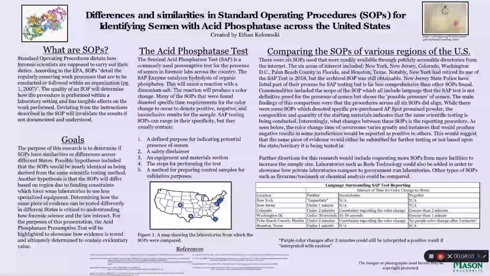What I found in all the SOPs is that they align in their structure. They all define the purpose, which is indicating potential presence of semen, and all of that legalese making sure you know this is not a confirmatory test. This needs to be moved on to the confirmatory tests for things like confirming the presence of semen and also quantitation. We then have our safety disclaimer, basically what hazards are involved in this testing, and what PPE the lab is going to be providing to protect its employees. Then you have an equipment and materials section: what do you need to gather in order to perform this test. You then have the steps for performing the test and also validating your samples to make sure that they are performing properly.